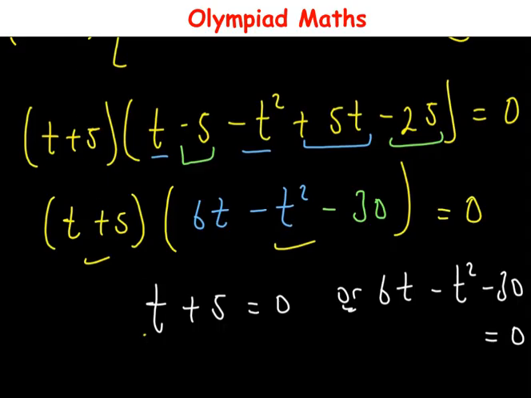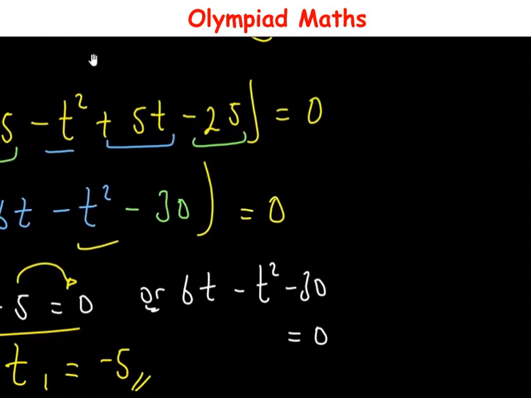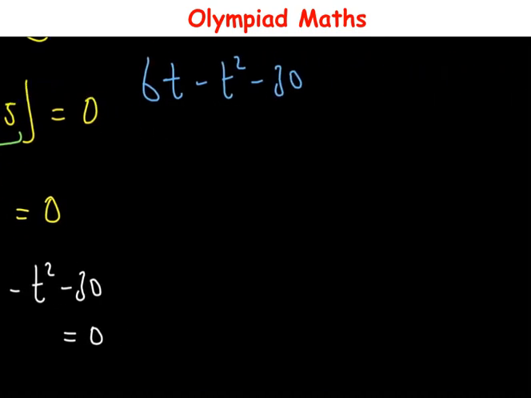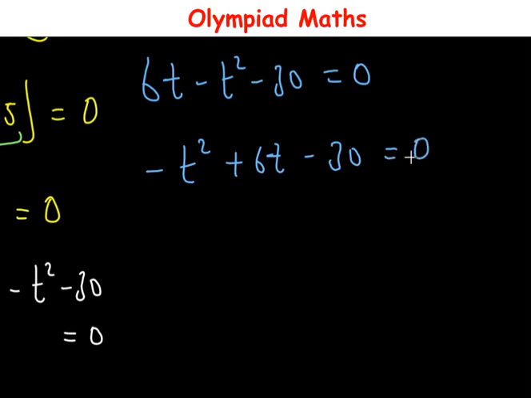Now, from this linear equation, we can conclude that t1 is equal to minus 5. So we have gotten the first solution for the value of t by moving plus 5 over to this side. So let us then solve for the other values of t from this other equation. So here we have 6t minus t squared minus 30. Now all of this is equal to 0. So we can rearrange this. This becomes minus t squared plus 6t minus 30 is equal to 0.